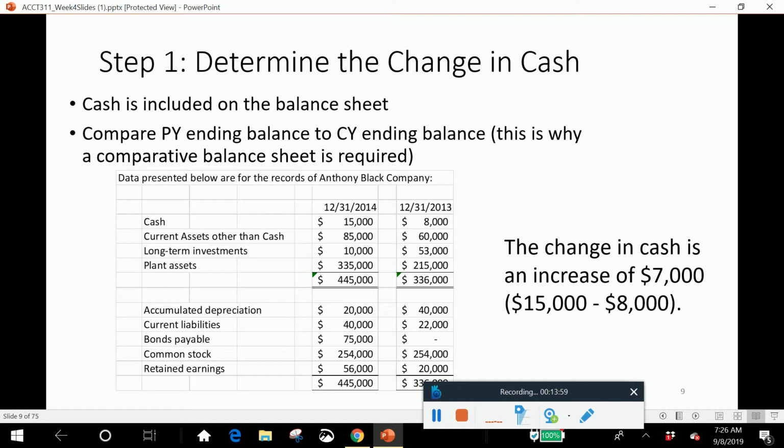That also means that our net cash flows from operating activities plus our net cash flows from investing activities plus our net cash flows from financing activities, when added together, need to equal $7,000.